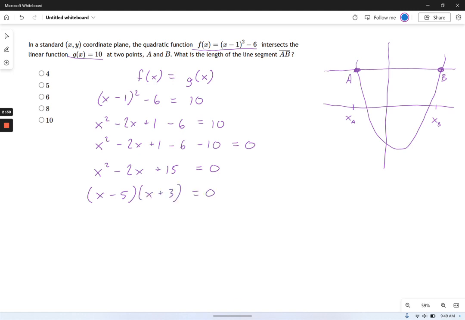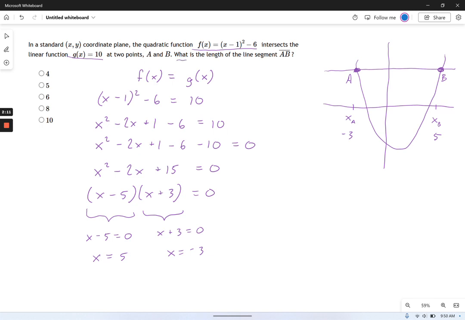And now using the zero product theorem, you can say, okay, that equals 0. So x minus 5 equals 0. That's one of my solutions. The other solution is this right here. x plus 3 equals 0. So this gives me two things: x equals 5 and x equals negative 3. Those are the two locations where the functions are equal to each other. In other words, this is 5 over here. That's negative 3 over there.